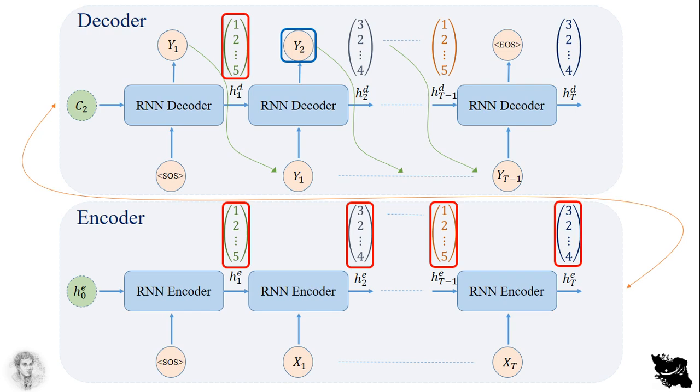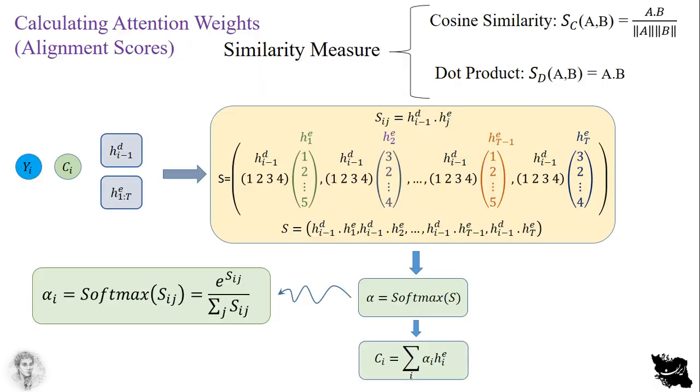Assume you want to predict the word y2 in the target language. The previous hidden state of the decoder, HD1, and all the hidden states of the encoder should participate in calculating context vector C2. Note that superscript E denotes the encoder and superscript D denotes the decoder. More generally, to predict the element yi in the target language, a context vector ci should be calculated based on the previous hidden state of the decoder and all encoder hidden states.